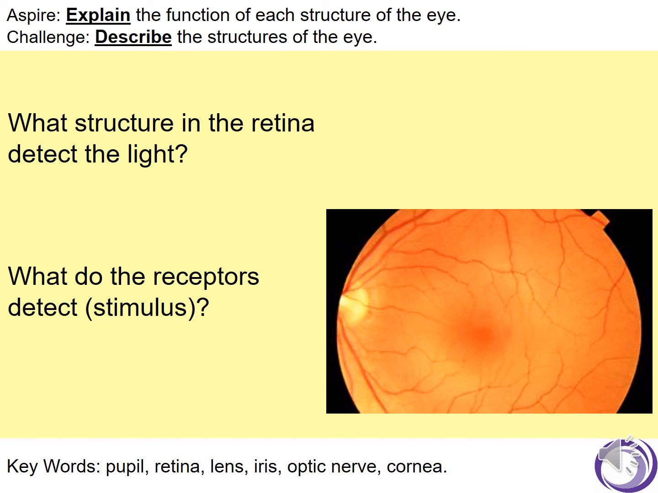So what structure in the retina detects the light? And the answer to that we need to know at this point is receptors. And what do the receptors detect? Well, we have to remember what the stimulus is for a receptor, and in this case the stimulus is light. So that's part of the structure of the eye, and the function of course is to collect that light to allow us then to turn it into an electrical impulse that travels down the optic nerve.